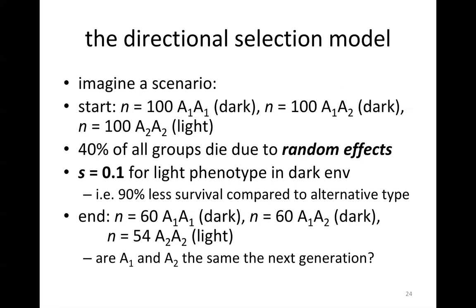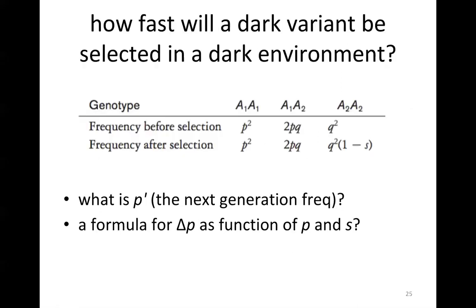And how can we do that? We can use the description of Hardy-Weinberg allele frequencies, but adding selection on top of that. If there was no selection, the genotype frequencies would be represented by the Hardy-Weinberg frequencies.